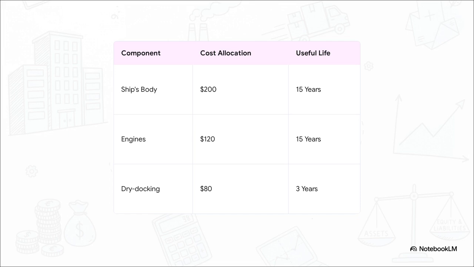But look at that third component, dry docking. Now, that's not a physical part of the ship at all, is it? Nope. It's the cost of a massive, legally required overhaul they have to do every 3 years. So that $80 million cost is treated as its very own component and depreciated super fast, over just 3 years. This is a perfect example of how component accounting can handle both the physical and, well, the not-so-physical parts of a huge asset.